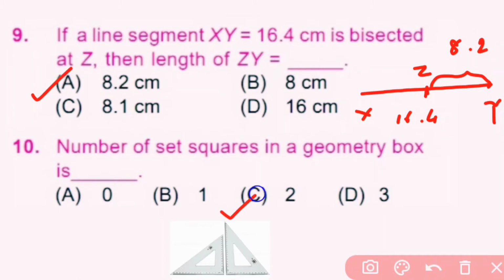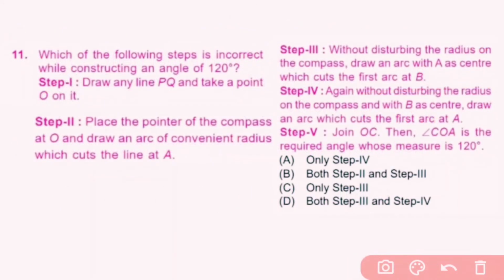So here C is correct answer. Question number 11. Which of the following steps is incorrect while constructing an angle of 120 degree? Step 1. Draw any line PQ and take a point O on it. First we draw line PQ and we take point O on it.